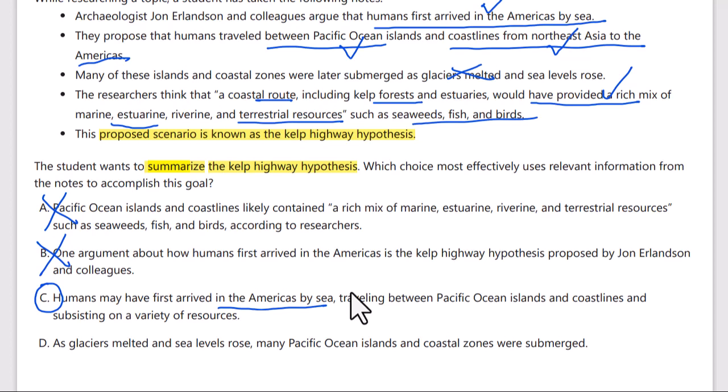D, as glaciers melted and sea levels rose, many islands, coastal zones were submerged. That was the one point that probably happened after, really isn't critical to the hypothesis.